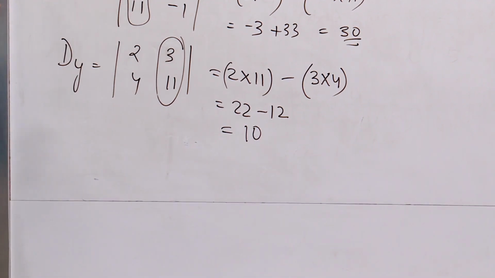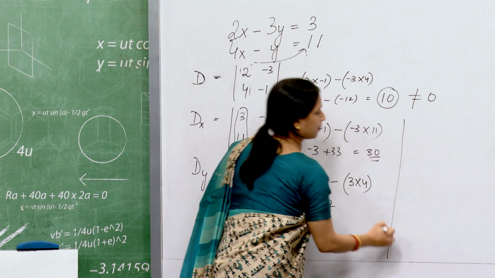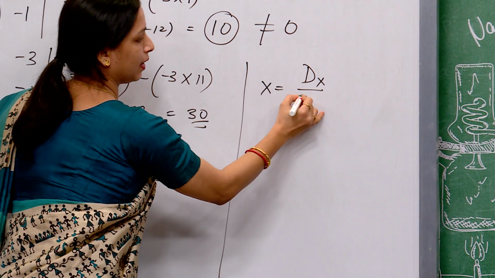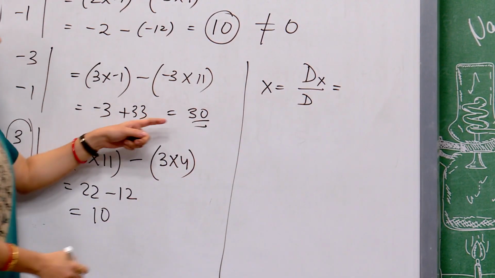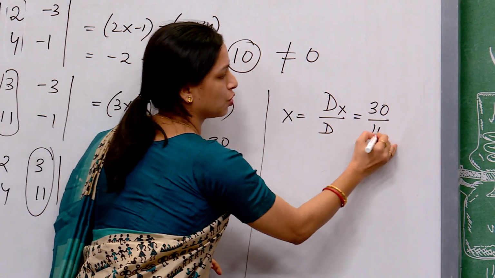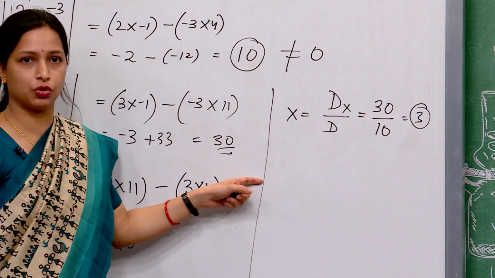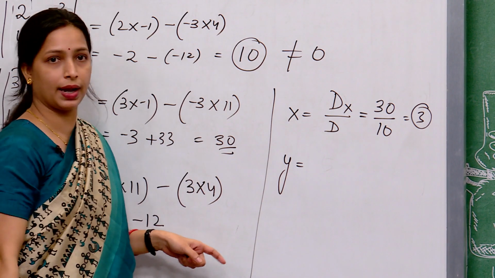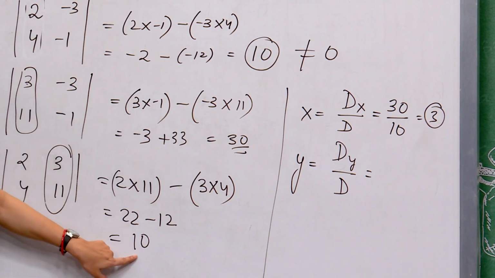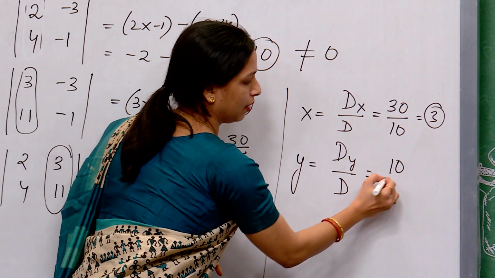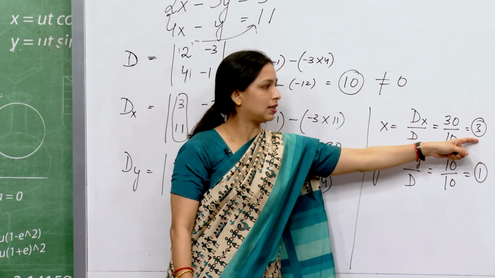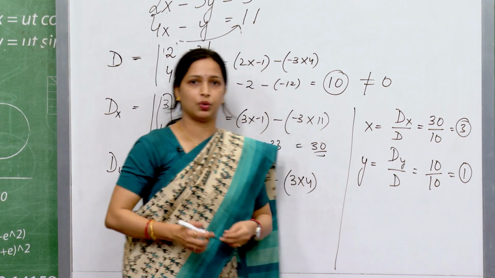Now, we have to find the values of x and y. The next step is, to find the value of x, we divide Dx by D. The value of Dx is 30, and the determinant value is 10. So, we get 3. So, x equals 3. Similarly, to find the value of y, we divide Dy by D. The Dy value is 10. So, 10 by 10, the answer is 1. So, this is the value of x and this is the value of y.